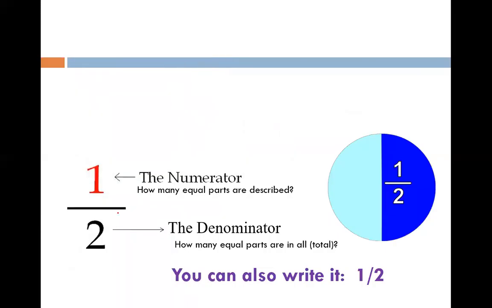Next, we have learned what the numerator and denominator are. If I'm talking about this figure, it is representing 1/2. The top number is called the numerator and the bottom number is called the denominator. But the question arises: why is 2 in the denominator and 1 in the numerator? Because there are 2 equal parts.